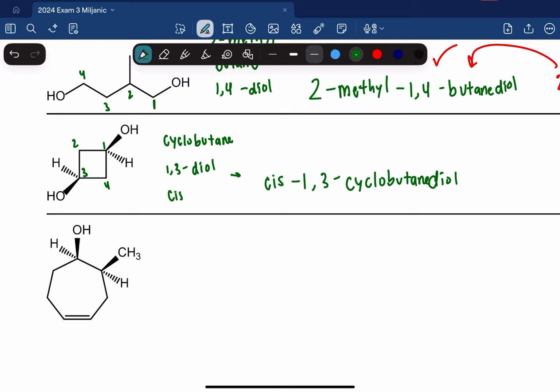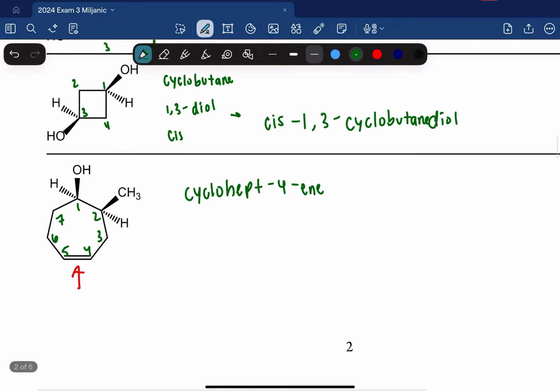So we'd say this is 1, 2, 3, 4, 5, 6, 7. So this is a cycloheptene because there's a double bond here, so be careful. So we'll say this is cyclohept, and then it is a 4-ene. So we know that for now. Then we also know there's an alcohol at 1. So we would say 1-ol. And then we see a 2-methyl.